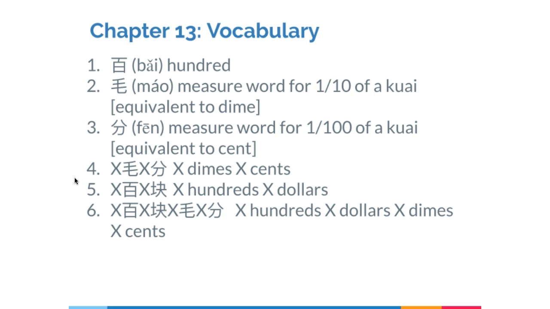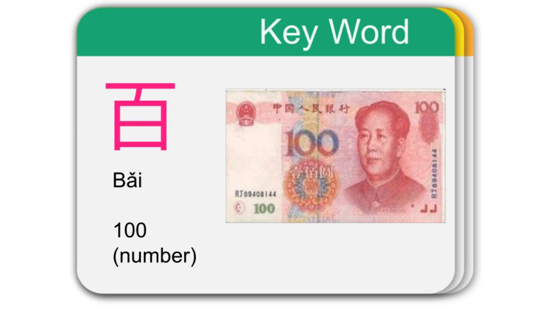rest. 我们的生词，第一，bai. This looks a little bit like bai, as in white, right? But there's also this line on top. If you turn it sideways, it kind of looks like the number 100. Bai is not a measure word. It is a number. Bai just means 100.